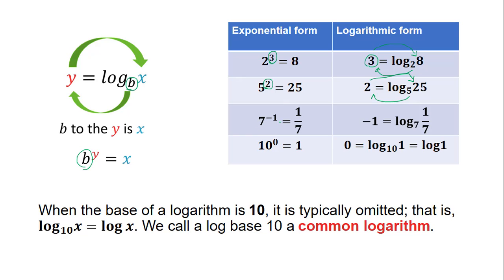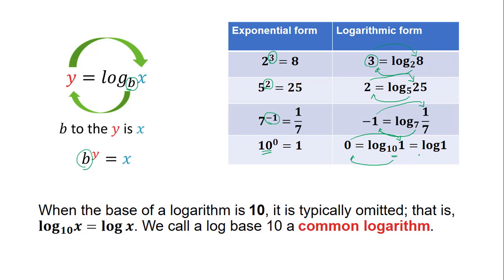7 to the negative 1 equals 1/7. To write that in logarithmic form, our exponent is what the log is equal to. So then we have log base 7 of 1/7, which is equal to negative 1. So this means 7 to the negative 1 is equal to 1/7. 10 to the 0 equals 1. To write that in logarithmic form, we know that 0 is what the log equals, right? The log is the exponent. So we say 0 is equal to the log to the base 10 of 1. And to confirm, 10 to the 0 is 1.